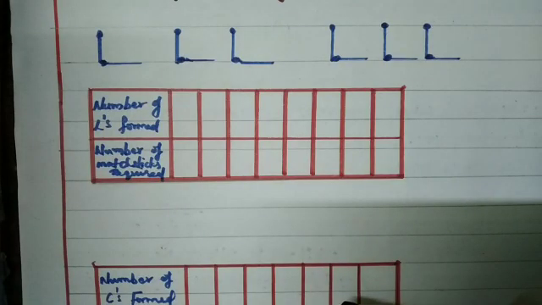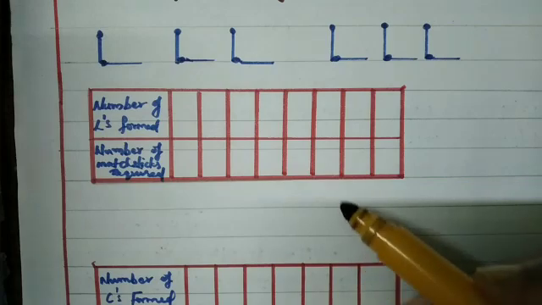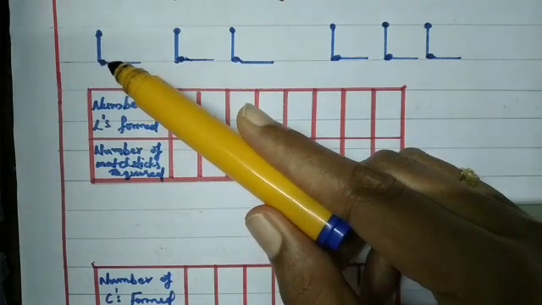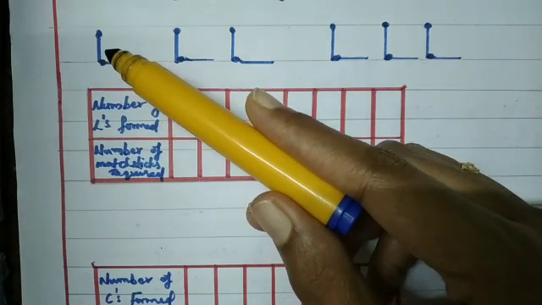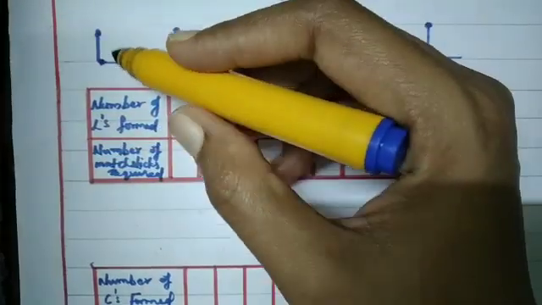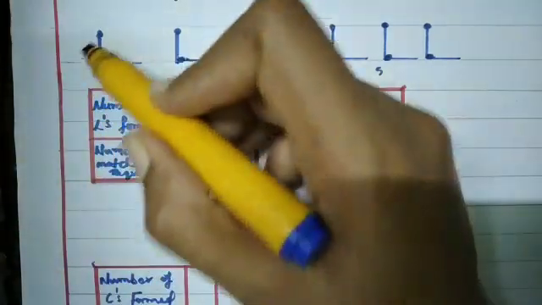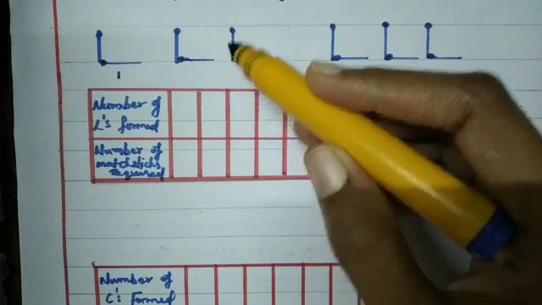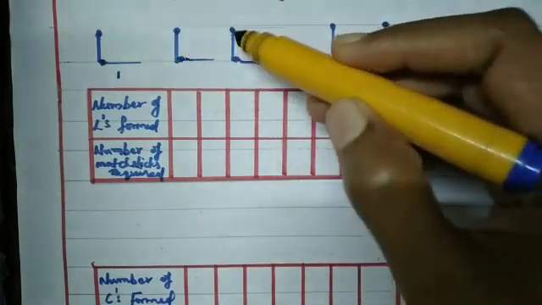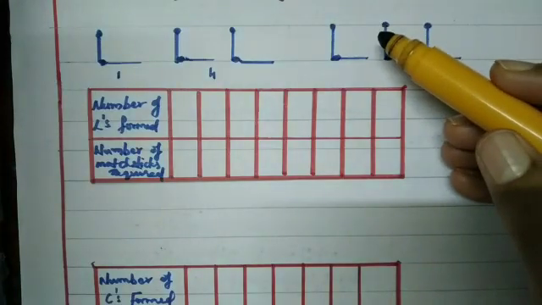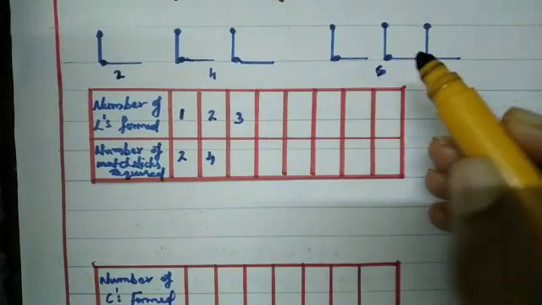By using matchsticks, you can form the different alphabets. Here is one example. Let the alphabet be L. Letter L is formed using matchsticks. Here is one L. How many matchsticks? For one L, 2 matchsticks are required. Here 2 L's are there. How many matchsticks? 1, 2, 3, 4 matchsticks. Then here how many matchsticks? 6 matchsticks are required.